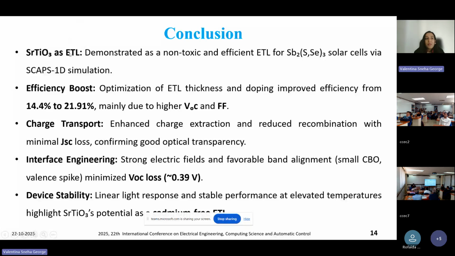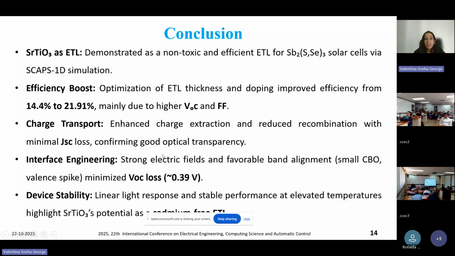Conclusion. In this study, we have proposed strontium titanate as an alternative to cadmium sulfide as an ETL, which demonstrates efficient performance using SCAPS-only simulation. After optimization of ETL thickness and donor density of the strontium titanate, the efficiency increased from 14 to 21 percent, mainly due to the enhancement in the VOC and fill factor. Further, the enhancement in the JSC confirms that the material has good optical transparency.